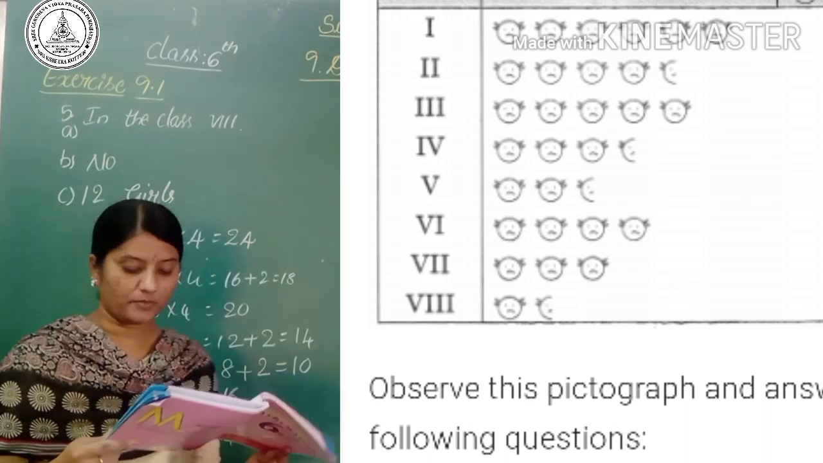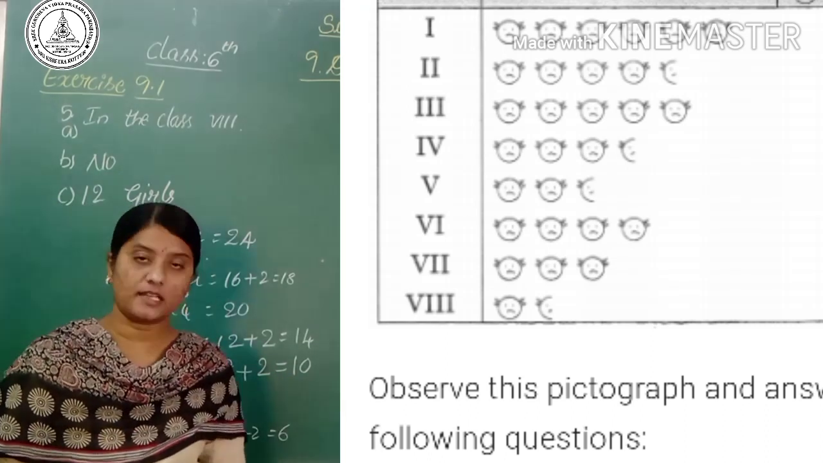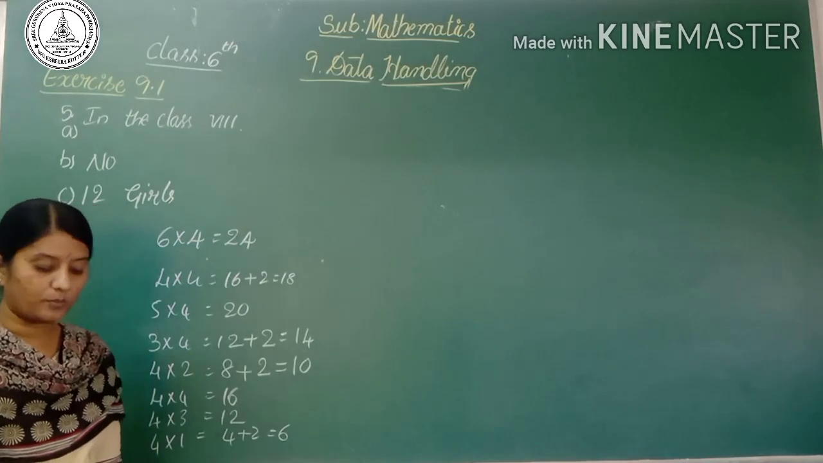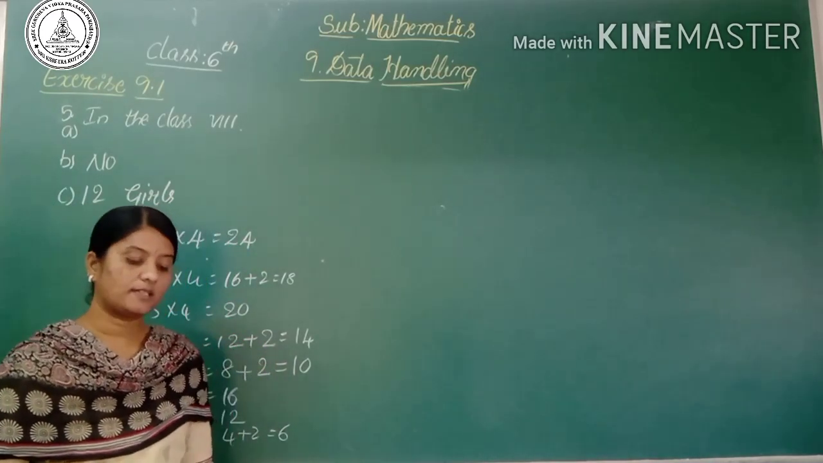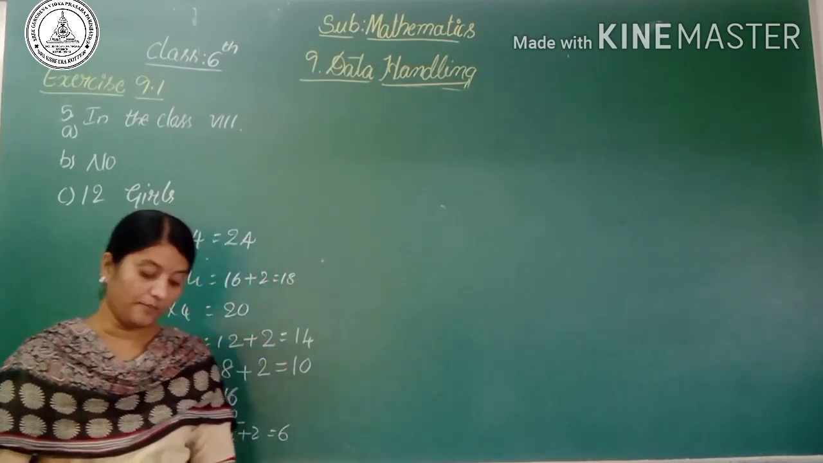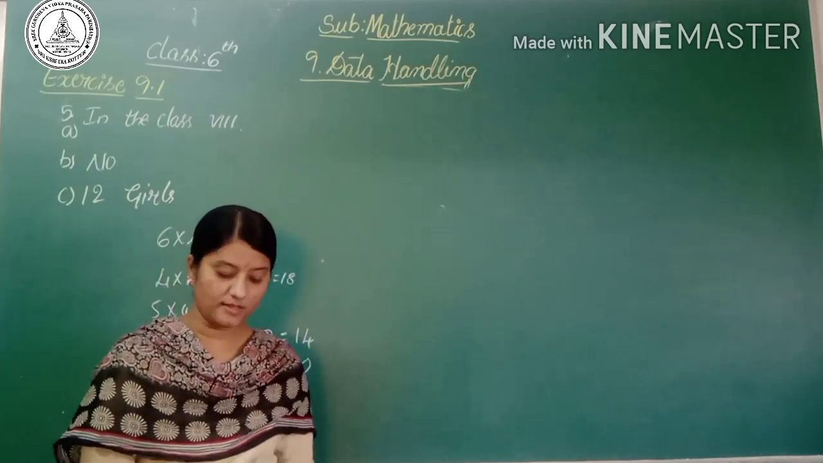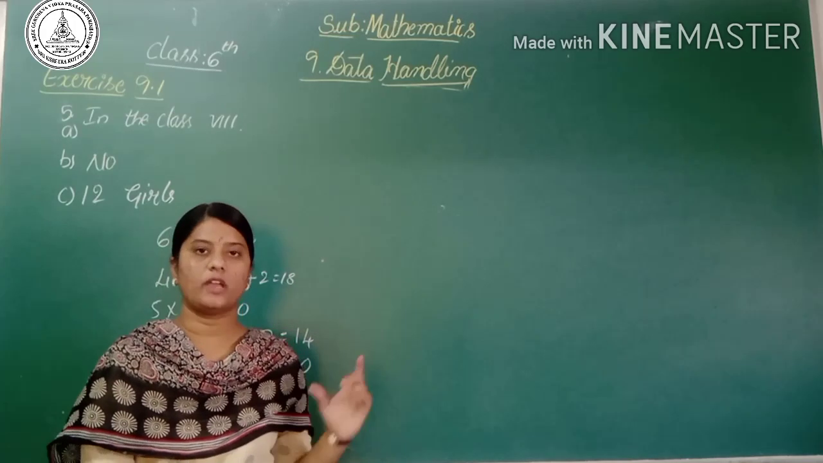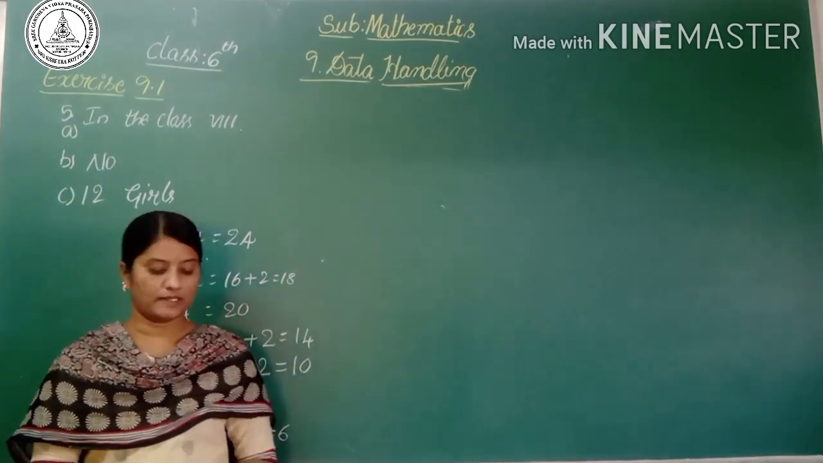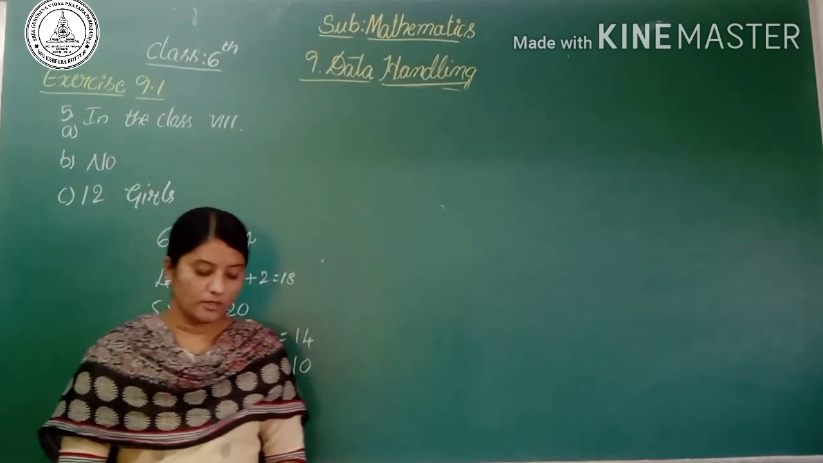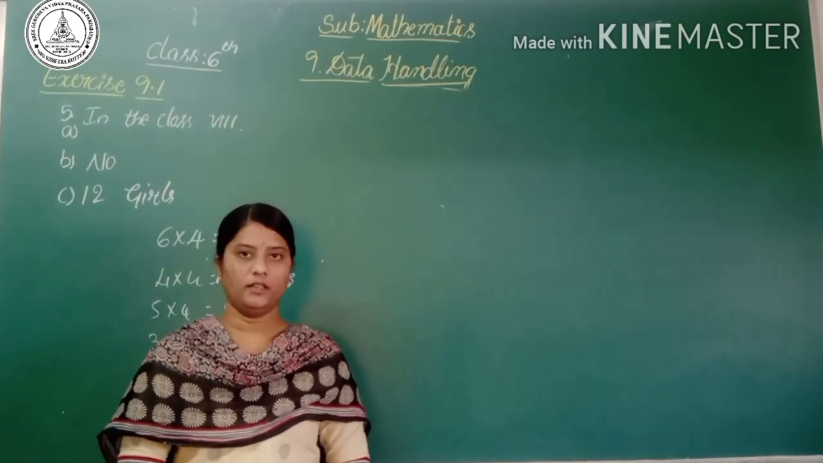Sale of electric bulbs. This is also a very easy problem. You can do it in your notes. And the 7th problem is also very easy. Here each fruit box is equal to 100, so we have to multiply the number of pictures by the fruits. You will get the answer. I hope you will do it in your notes.